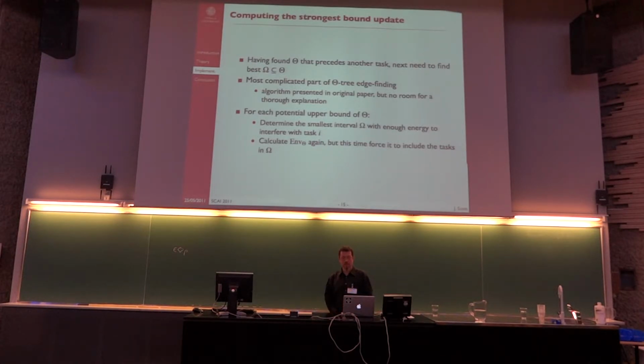Essentially, to compute the strongest bound update with the theta tree, we need to do two things. One, we find the smallest task interval, which here I'll refer to as the smallest omega, which is a subset of our overall task set theta. So the smallest omega that has enough energy to interfere with the scheduling of our current task. Then we calculate the energy envelope a second time, but this time we force it to include all of the tasks that were in this set omega.